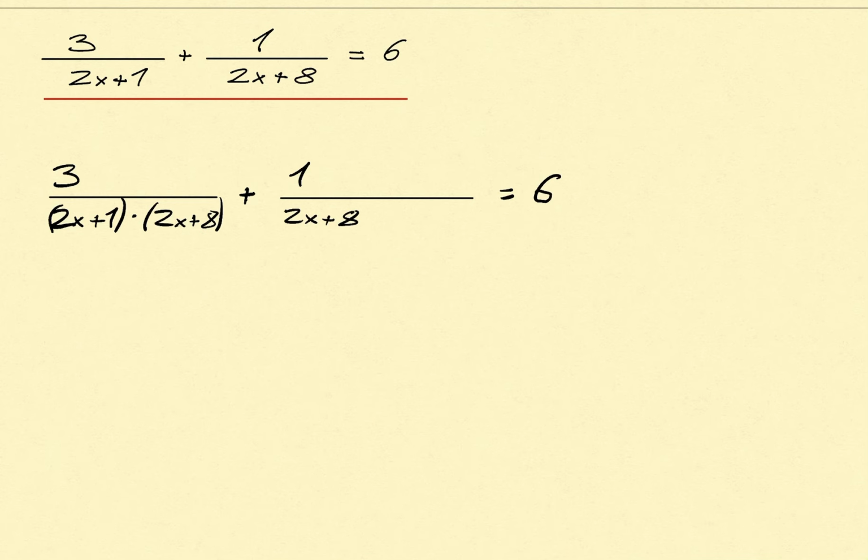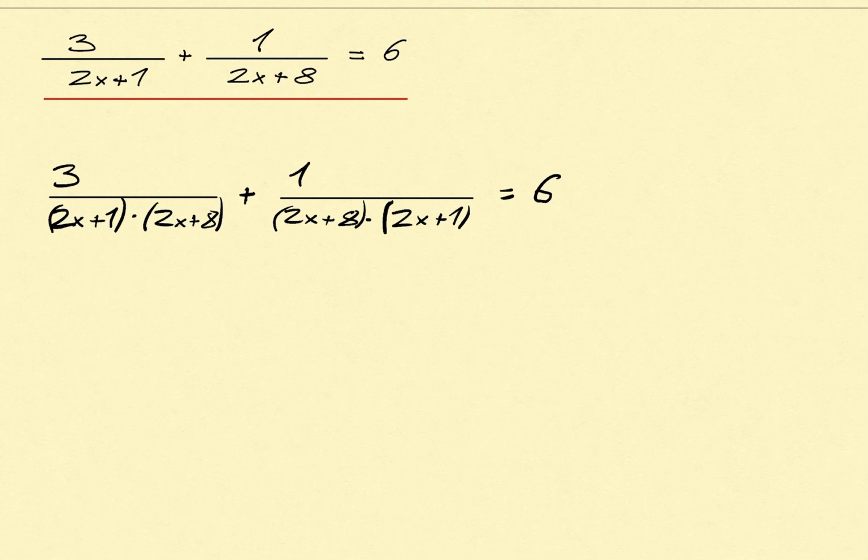And if I do the same on the other side, but with the other denominator, I would get 2x plus 8 times 2x plus 1. And notice how now I've got the same denominator on both sides, right? Now, I just cannot write here whatever I want in the denominator. I've just completely changed the equation.